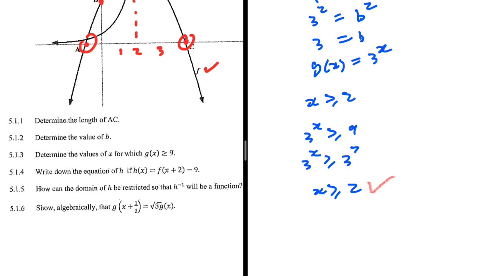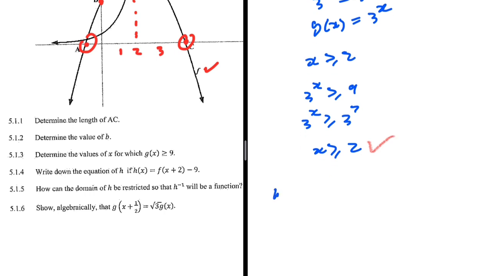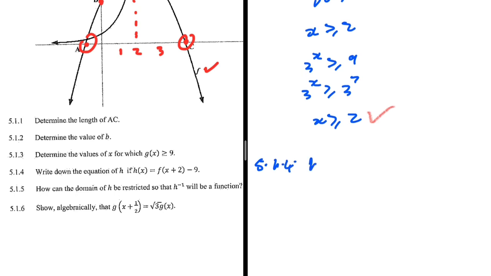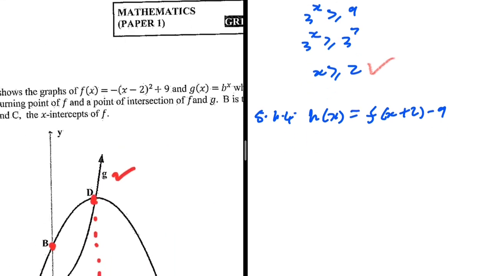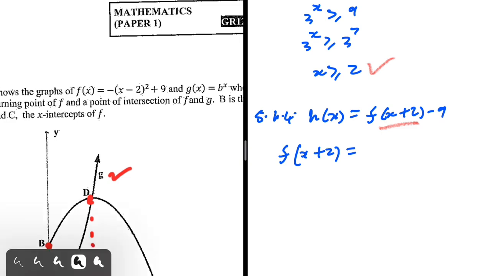5.1.4. Write down the equation of h if h of x is equal to f of x plus 2 minus 9. Okay, let's do one operation at a time. Let's figure out this part. f of x plus 2. So in place of x, we're just going to substitute x plus 2. That's what that statement means. It means to go to f of x and substitute x plus 2 in place of x.